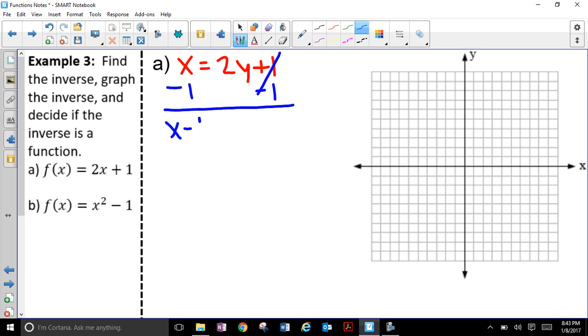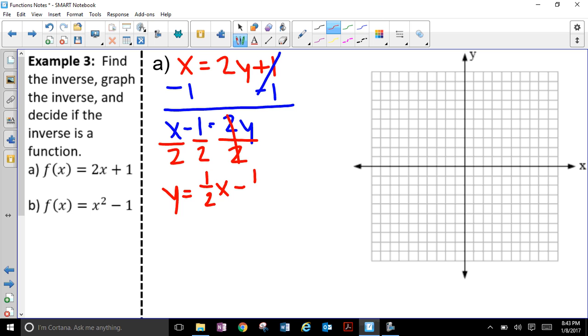So x minus 1 equals 2y. We've got to get rid of this 2. Now I'm actually going to divide it into everything because it'll be easier to graph this if it's in y equals mx plus b form. So then I would get y equals 1/2 x minus 1/2. So this is our inverse. And I'm not going to put the f inverse notation yet until I know it's actually an inverse, or until I actually know it's a function.